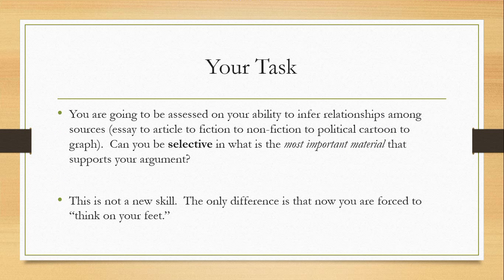Now, your task is essentially, let's break down what you're actually going to be looking at. I need to see that you have the ability to infer a relationship. You're looking at the actual sources, and so if I have A through G, 7 sources, can you find a relationship between source A and C? Does C have a relationship with source G? Can you be selective then, not only in that relationship, but can you be selective in the most important materials that's presented across 7 sources?